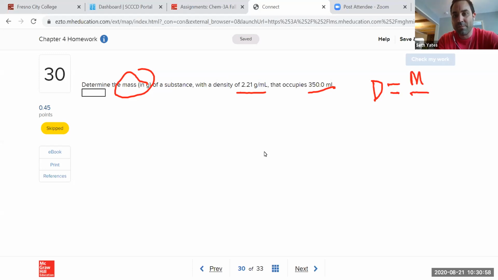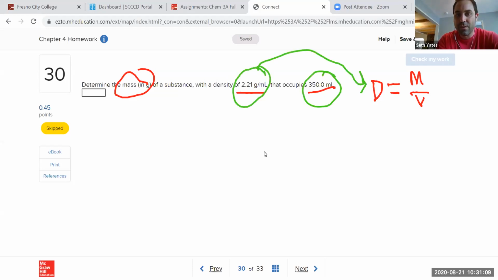So one way that a lot of people do it is they write out the density equation, density equals mass over volume, and then they just take this density and plug it in there, and take this volume and plug it in there, and then plug in X for the mass and solve for that. Or just leave the M letter there and solve for the mass algebraically. And that would work great in this particular case. It'd be easy. But there's a better way to do it, a faster way to do it here, which becomes much faster in the long run.